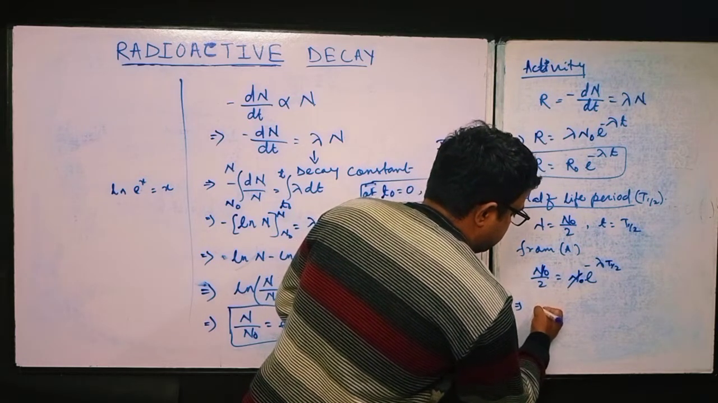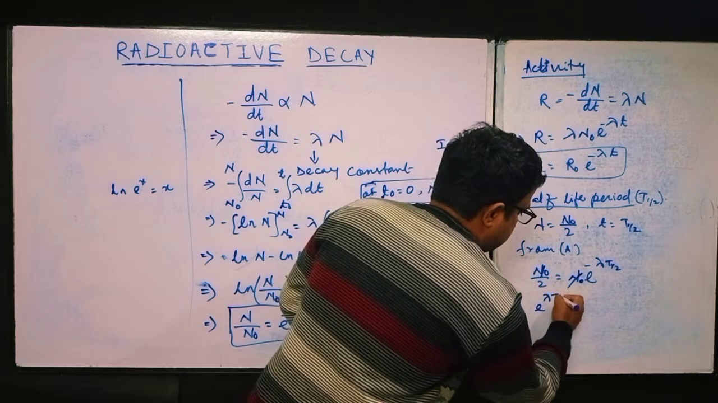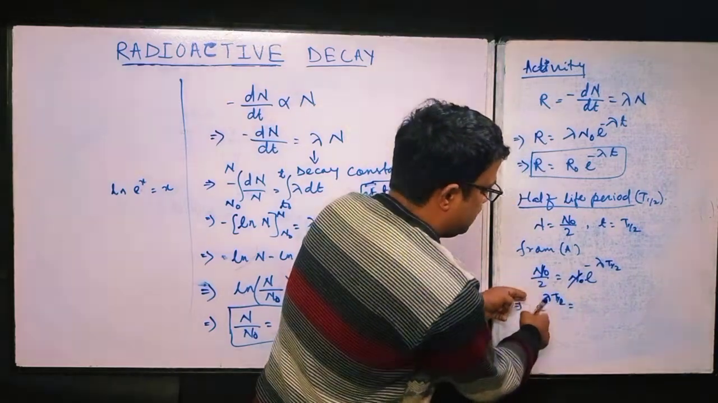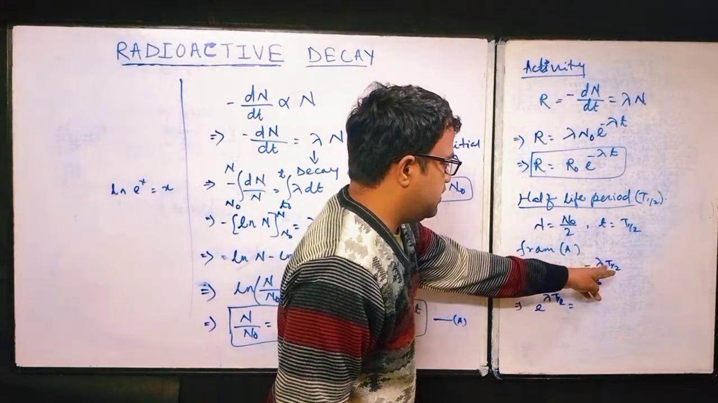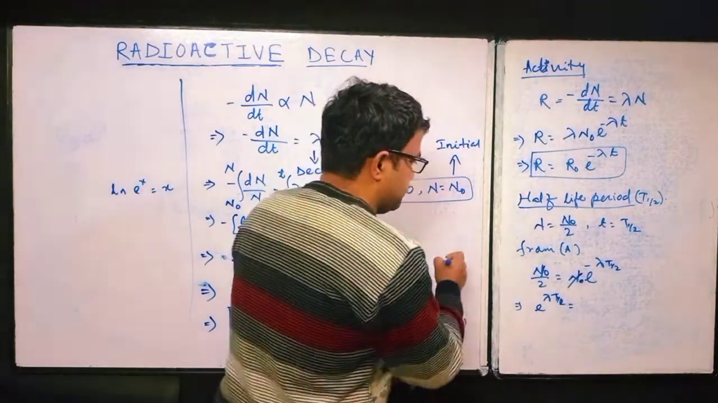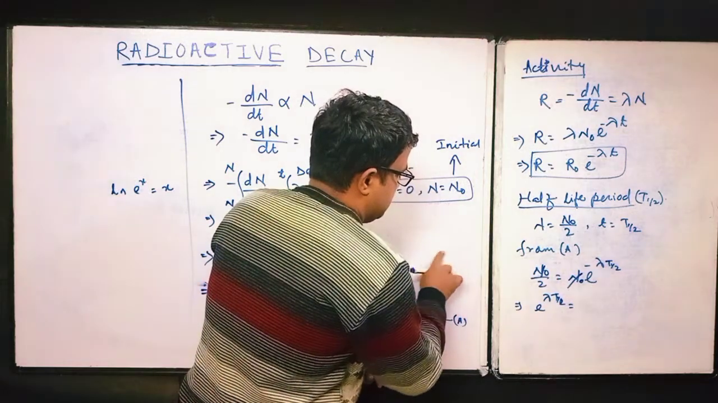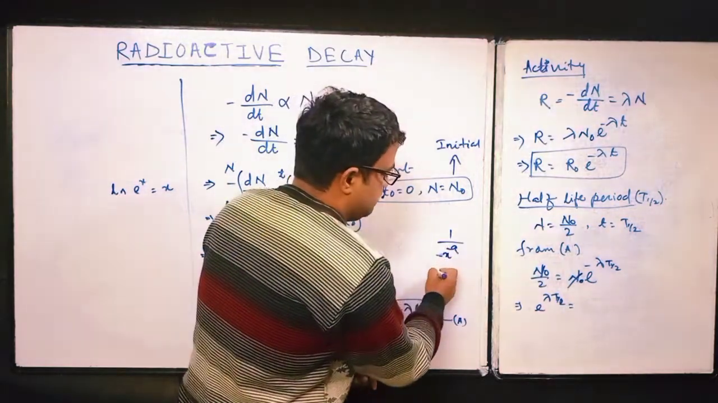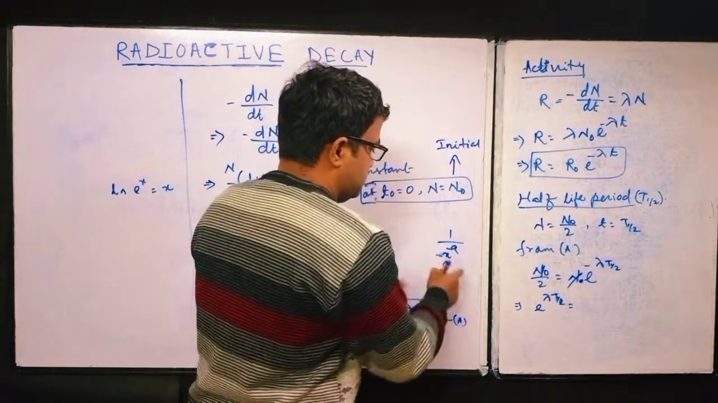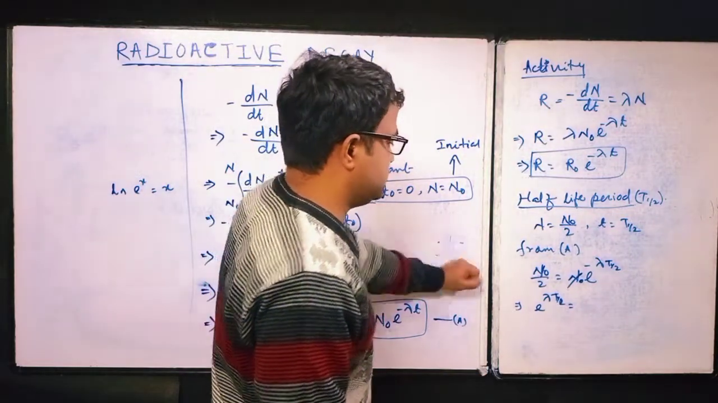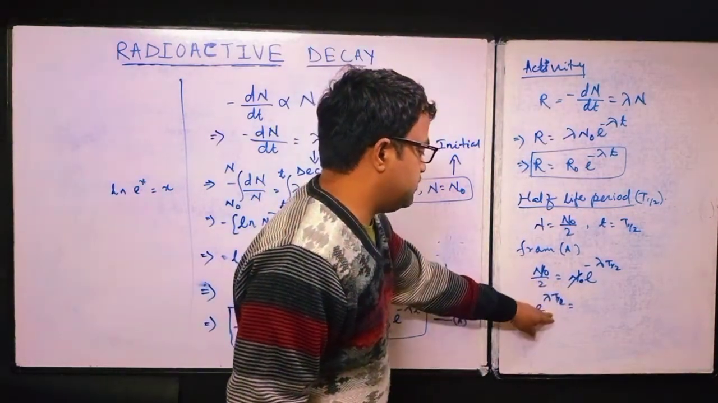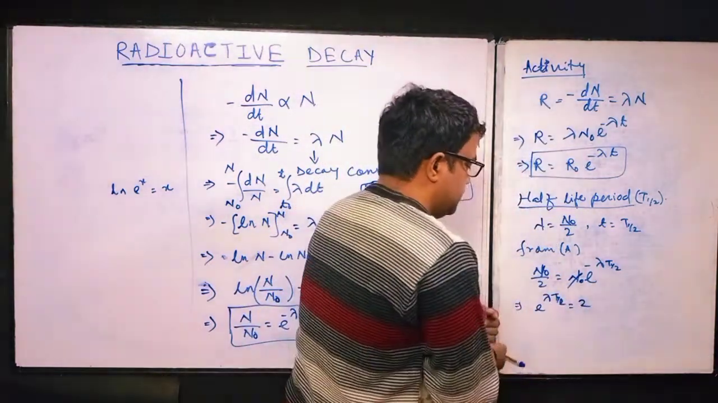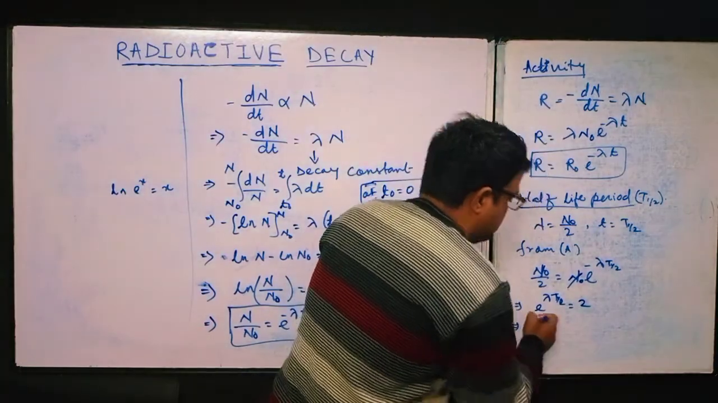If I interchange, I'll get 2 here. So I'll get e to the power lambda t half equal to 2. Because this comes in the denominator, if it goes to the numerator, the minus symbol will be removed. Like x to the power minus a: 1 by x to the power minus a, if it goes to the numerator, becomes x to the power a, you know, right? So the power becomes positive and 2 is multiplied here. So e to the power lambda t half equal to 2.